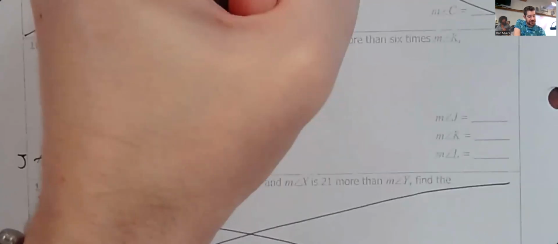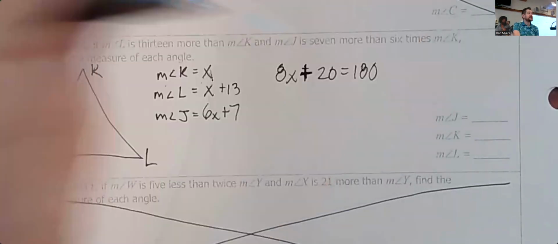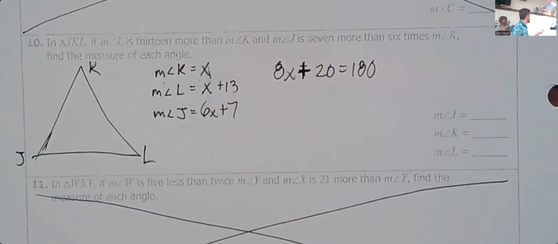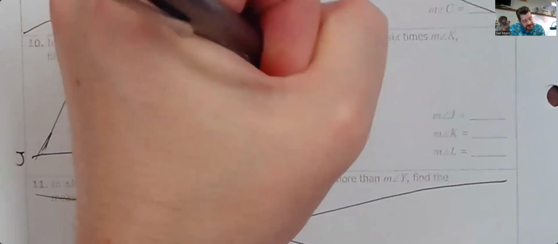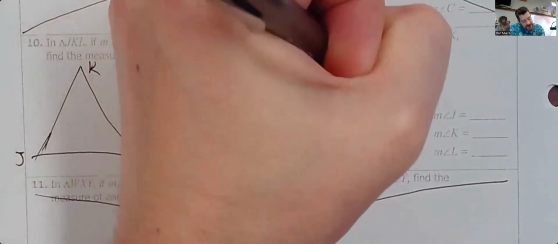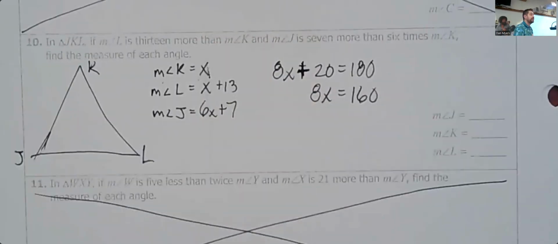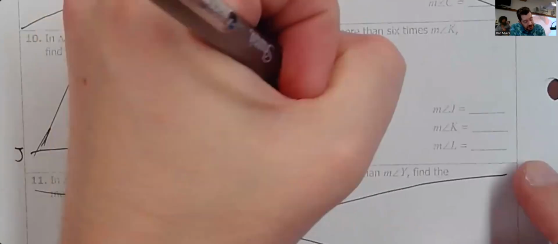Oops, 8x plus 20 equals 180. So x's added together, regular numbers added together equals 180. So 8x equals 160, because if you subtract 20 from both sides, you get 160. And then what's 160 divided by 8? 20. So x equals 20.